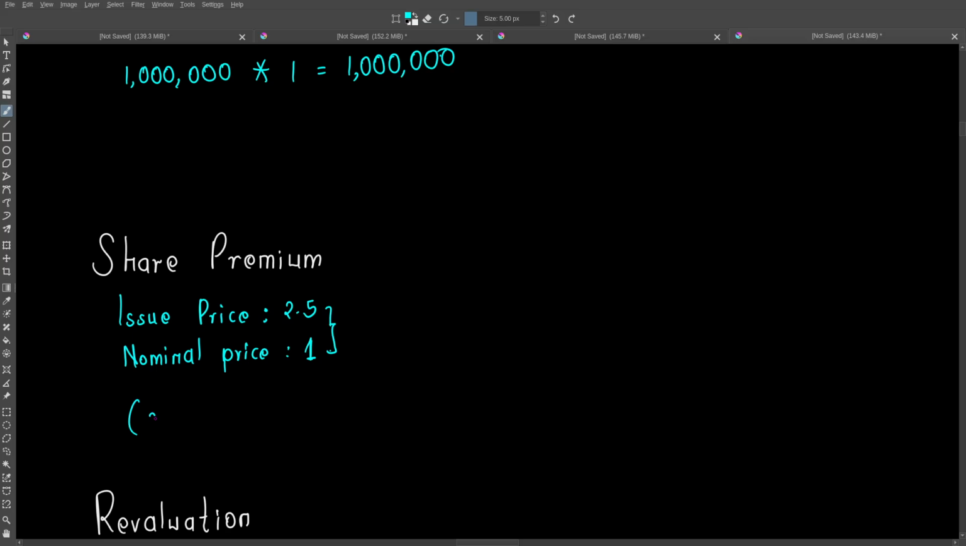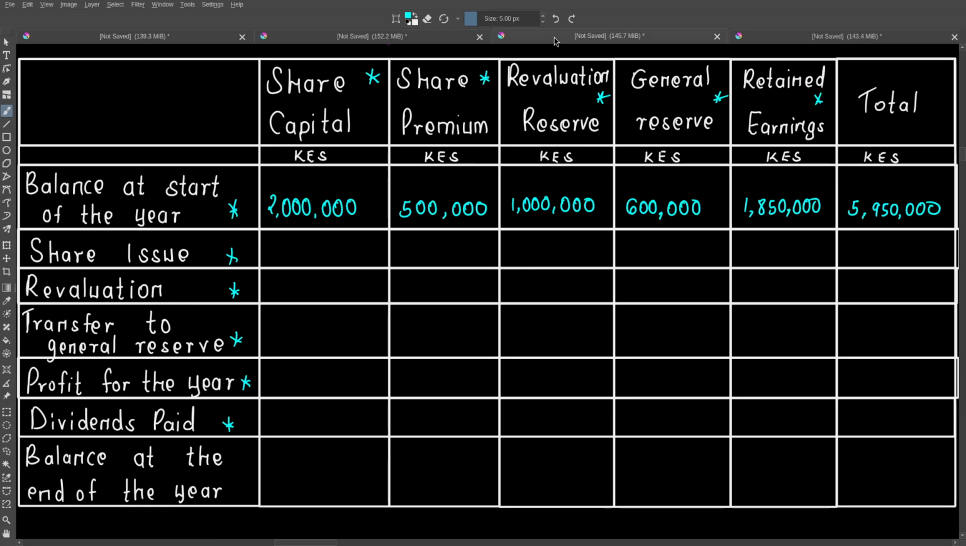Okay, so which is basically 2.5 less the nominal value, and then now we multiply by 1 million. That should give us the share premium, which is basically 2.5 less 1 multiplied by 1 million, which should give us 1.5 million. So basically our share capital is 1 million, our share premium is 1.5 million. So that is the change during the period.